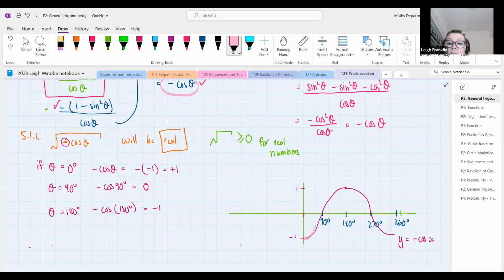So what we are seeing is that between 0 and 90, root minus cos theta will have a positive value. And as long as it's a number that's bigger than 270 but smaller than 360, we will also have a positive value inside of that root. Does that make sense to everybody?